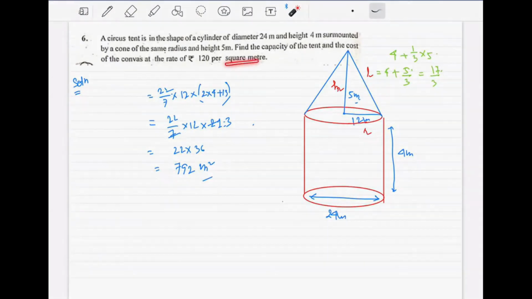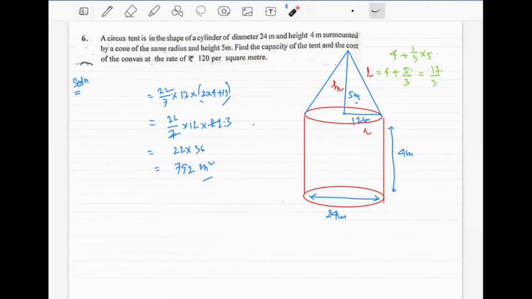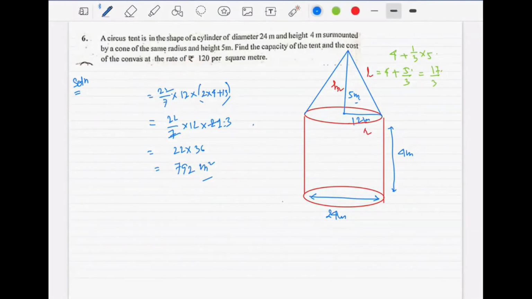What's the cost of square meter? 1 meter square, how much is the cost? 120 rupees as is given here. But what is the total canvas that we will require? We will require this much canvas in order to make the tent. So what you have to do is cost of the canvas, you have to multiply this much which is needed and the cost per square meter which is 120. So you can continue here, cost of canvas. So 792 into 120 rupees.